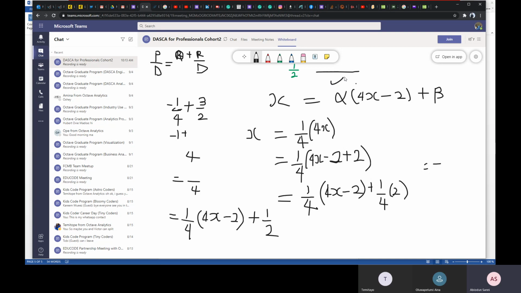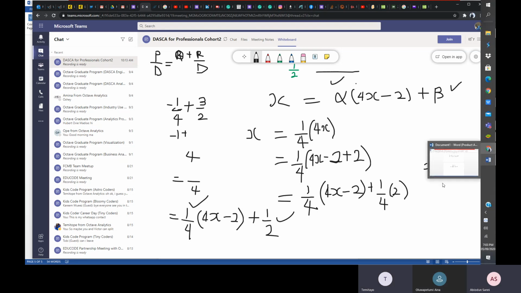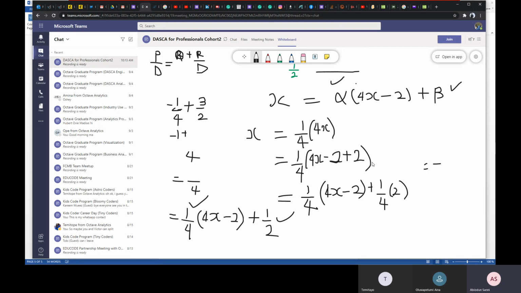So in this case, my alpha is 1 over 4, and my beta is half. But sometimes you might not be able to manipulate it this way. So your objective is this. This is the way I used to do it, but I'll teach you how to do the other scenario.